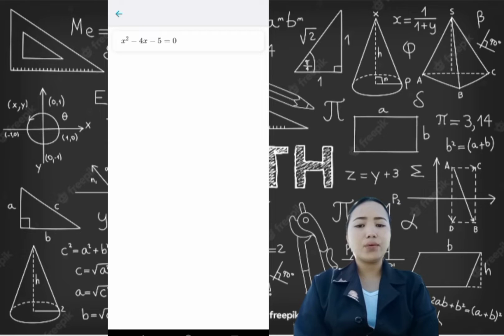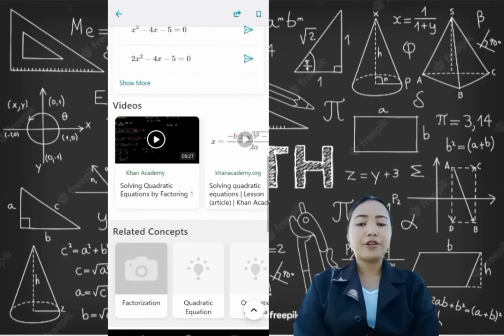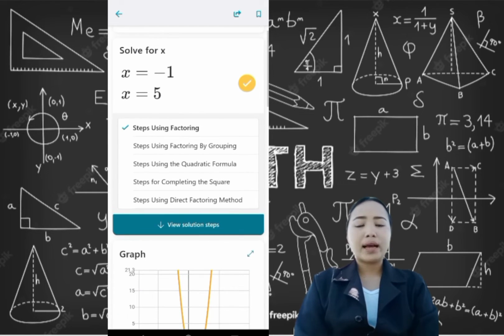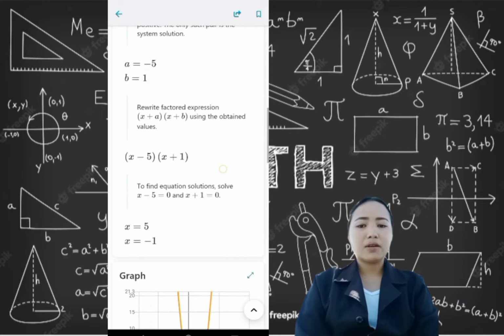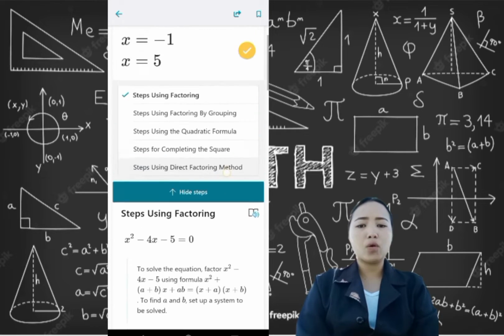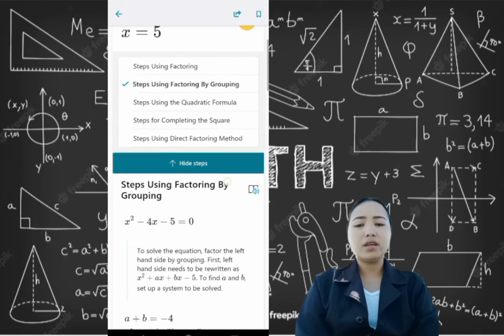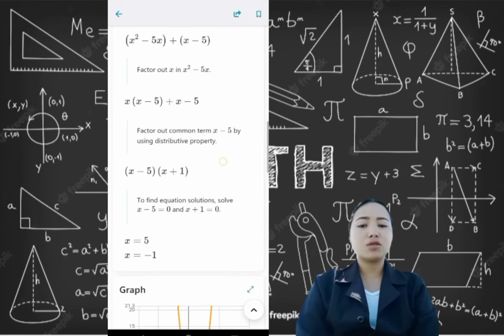After clicking this, we can see solutions, graph, similar problems, relevant videos, and many others. Going back to the top, we can see the solution steps. By clicking this, we can see the solutions and the steps for each solution. If we want another solution, we click here and choose what we want. For example, I am going to choose factoring. By clicking factoring, you can have access to the solutions and the steps for each solution.